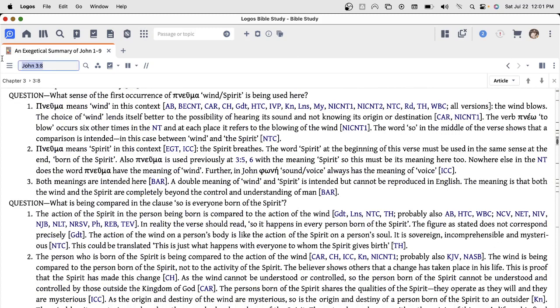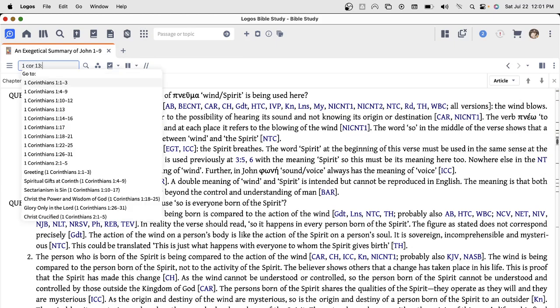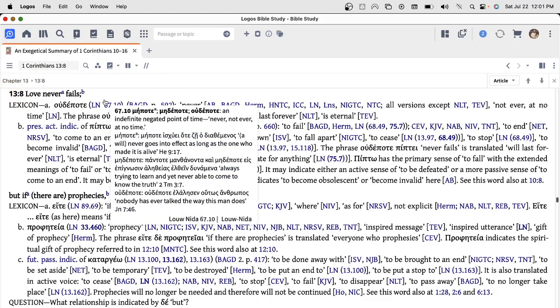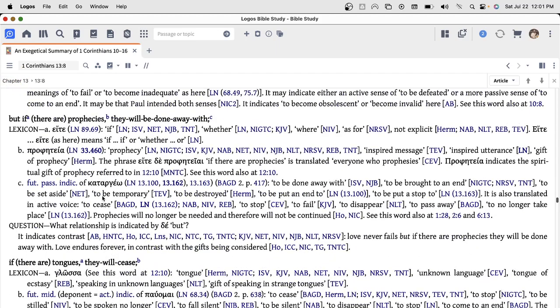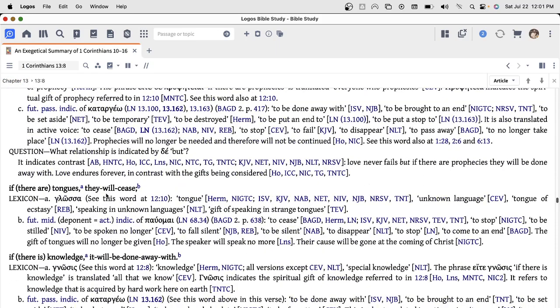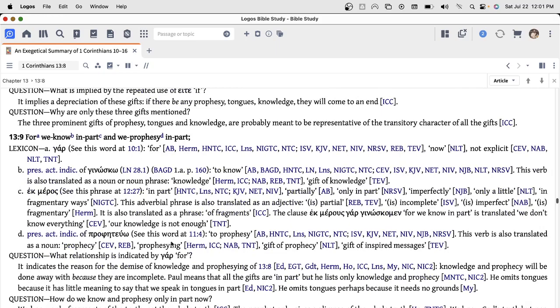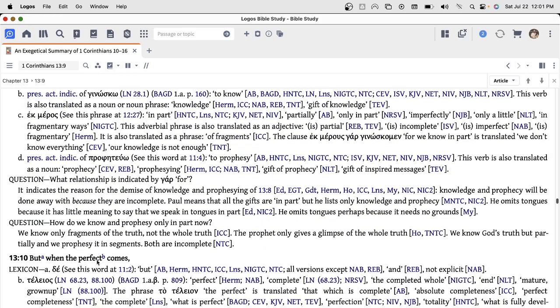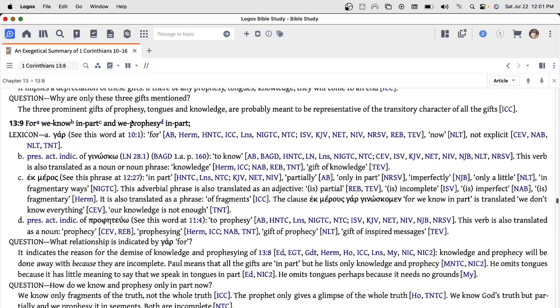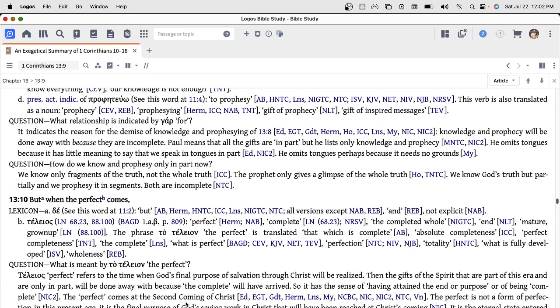So, I don't know. Let's just go to 1 Corinthians 13, verse 8. Love never fails, but if there are prophecies, if there are tongues, they will cease. It's on the lexicon. What are the three gifts mentioned? I mean, you could just kind of see it really, okay, here's a great question, okay? For we know in part and we prophesy in part. And then it says, how do we know and prophesy in part? It's giving some of the different options.